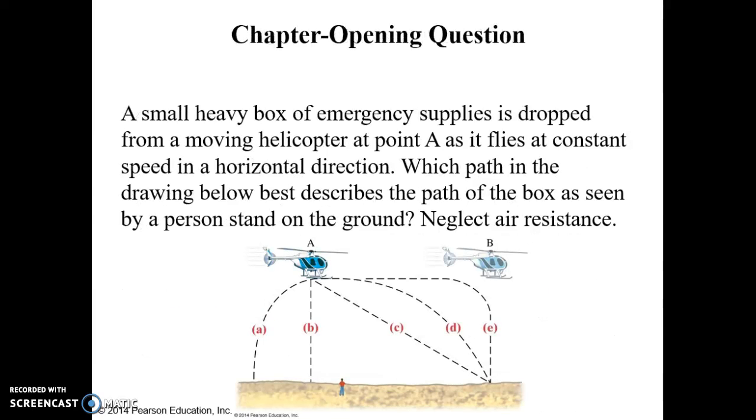A small heavy box of emergency supplies is dropped from a moving helicopter at point A, as it flies at a constant speed in a horizontal direction. Which path in the drawing below best describes the path of the box as seen by a person standing on the ground? Ignore air resistance.